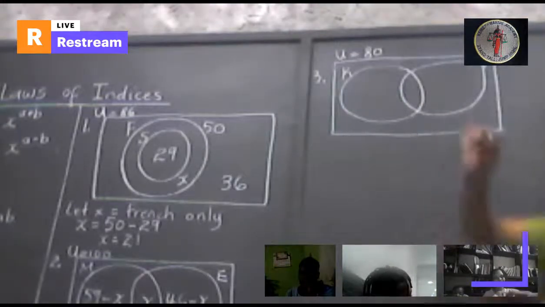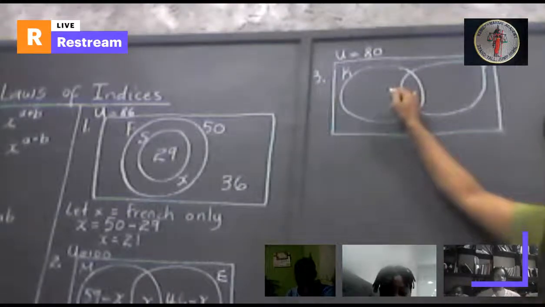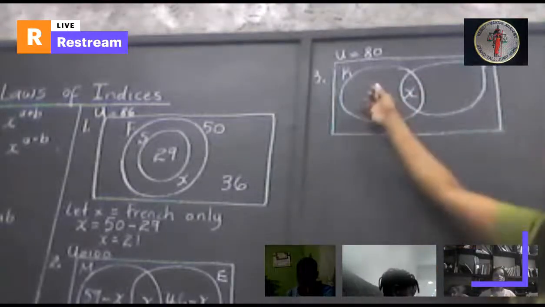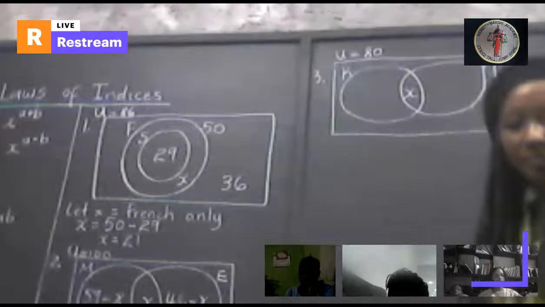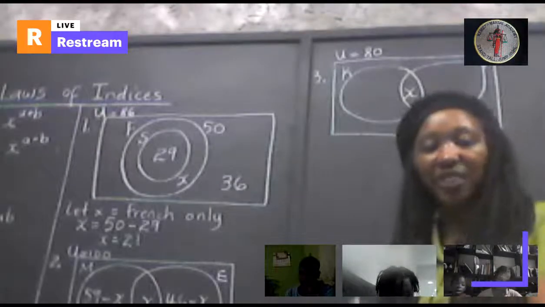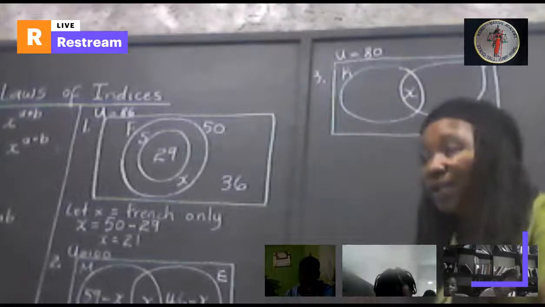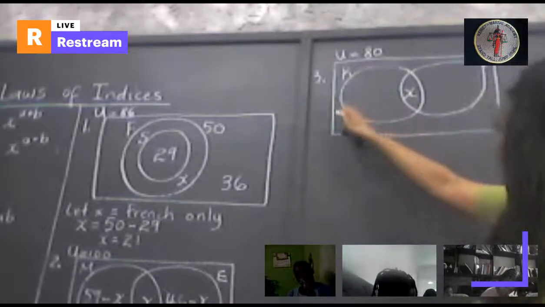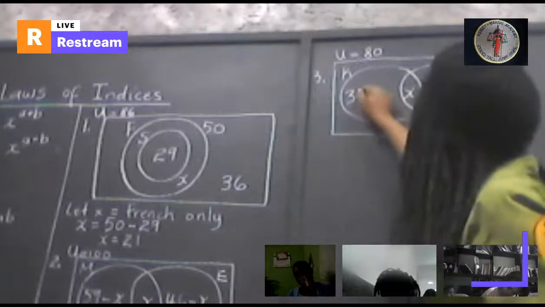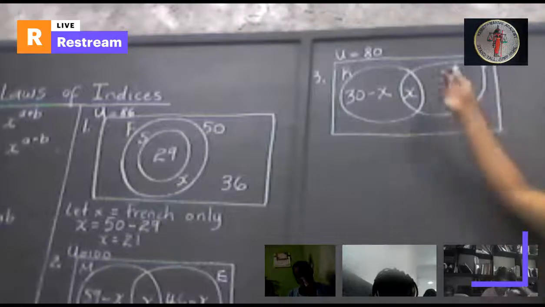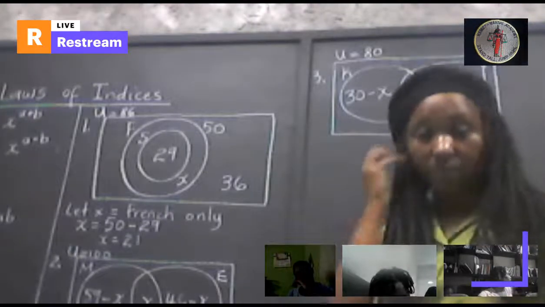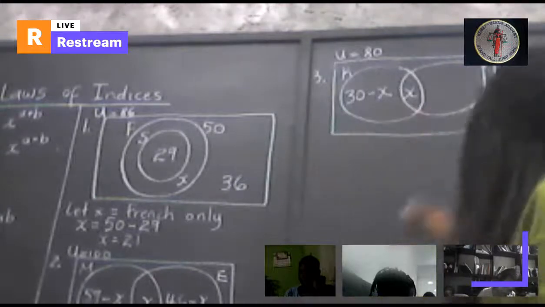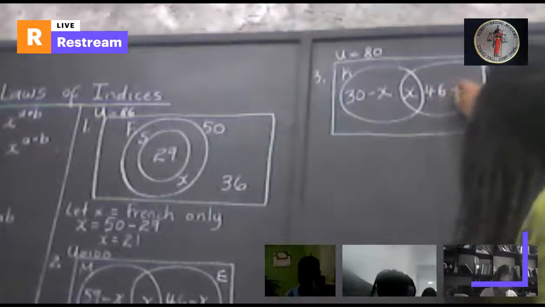So what do we put here in the intersection? X, or any variable, because that's what we're going to find. And in karate only it's 30 minus X. Since 30 persons practice karate, and we don't know the intersection, if the full circle is 30 and this is X, then karate only would be 30 minus X. What do we put for taekwondo? 46 minus X. Everybody who does taekwondo is 46, so taekwondo only will be 46 minus X.